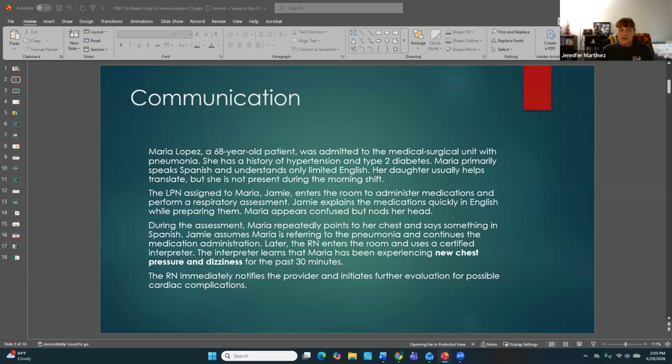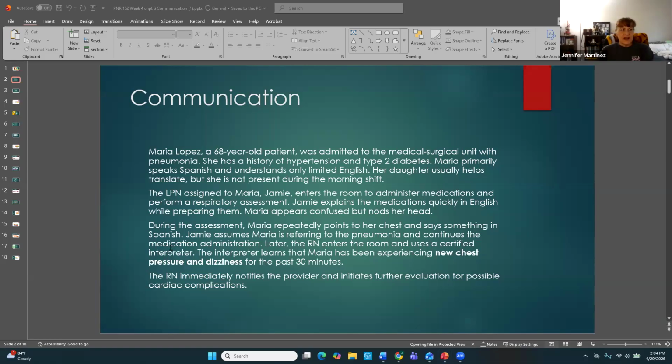Later, the RN enters the room and uses a certified interpreter. The interpreter learns that Maria has been experiencing new chest pressure and dizziness for the past 30 minutes. The RN immediately notifies the provider and initiates further evaluation for possible cardiac complications.